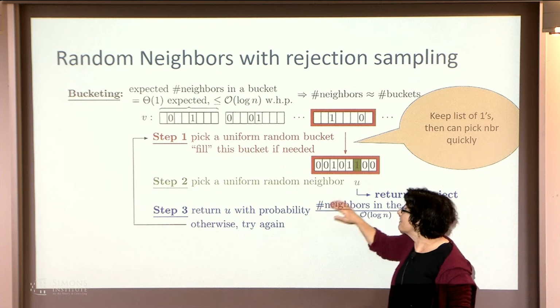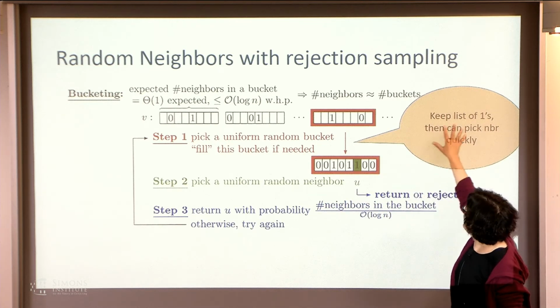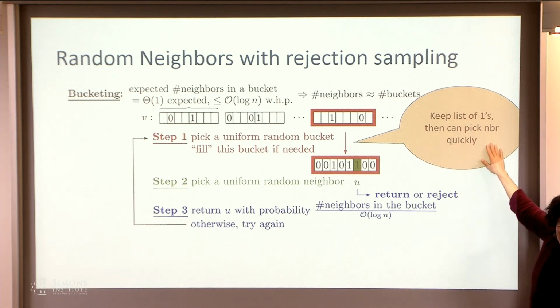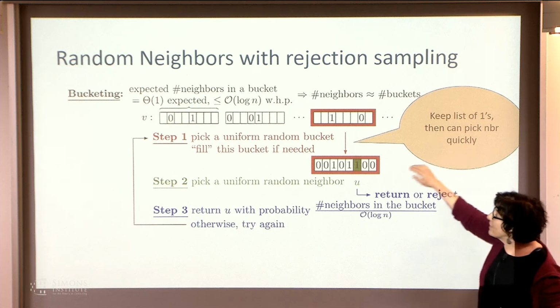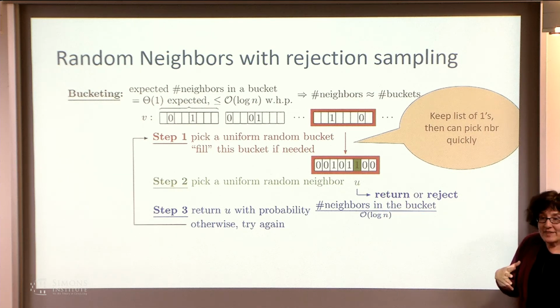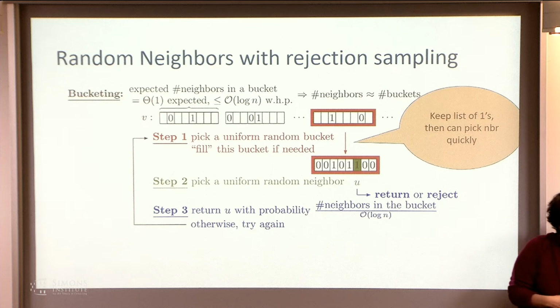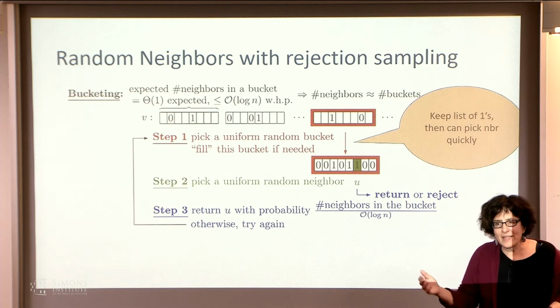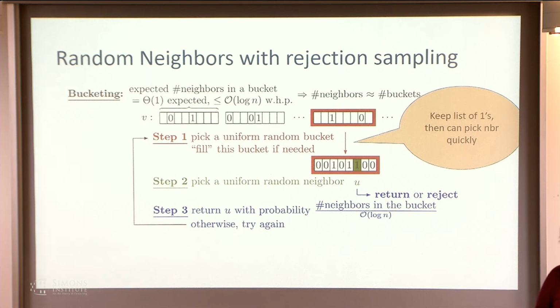So step 2 is, once the bucket is filled and I've got this list of at most log n many ones, pick one of those quickly, uniformly, okay? And now we have to decide, do we want to output this U, or is this a good sample to output? Well, the problem is some of the buckets might have logarithmically many neighbors. Some of the buckets might have 0 or even just 1 neighbor. So if I picked a bucket that had lots of neighbors, then each one of those has a smaller probability of being output. And I want to pick uniformly.